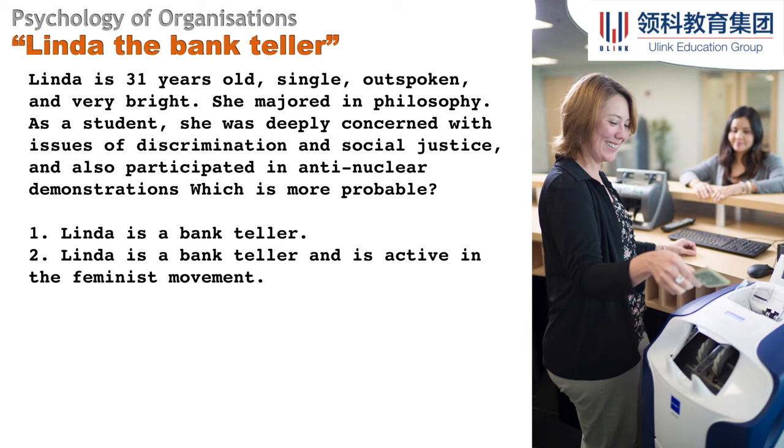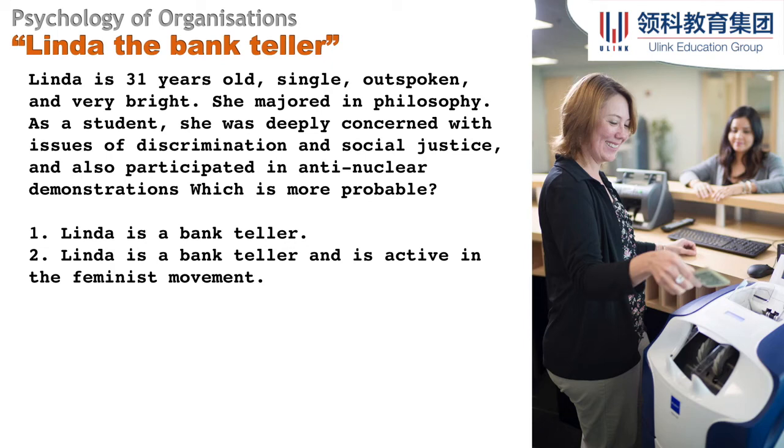Linda is 31 years old, single, outspoken, and very bright. She majored in philosophy. As a student, she was deeply concerned with issues of discrimination and social justice, and also participated in anti-nuclear demonstrations. Which is more probable? Is it more probable that 1, Linda is a bank teller, or 2, Linda is a bank teller and is active in the feminist movement?